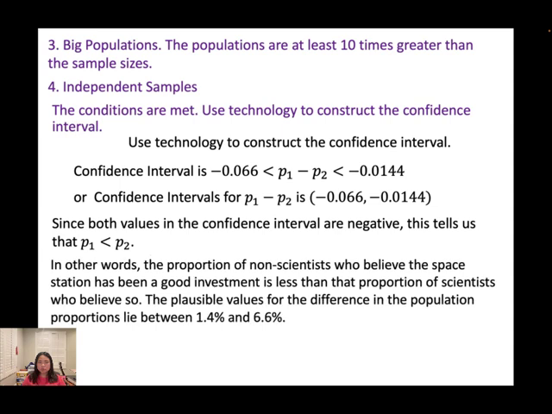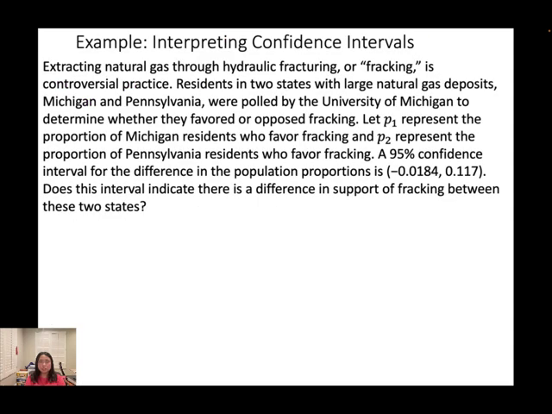Okay? So in other words, the proportion of non-scientists who believe the space station has been a good investment is less than the proportion of scientists who believe so. The possible values for the difference in the population proportions lie between 1.4% and 6.6%. Okay, so we write it down here. We times 100% in here. And the negative here is just telling you that P1 is going to be less than P2. Try this example.